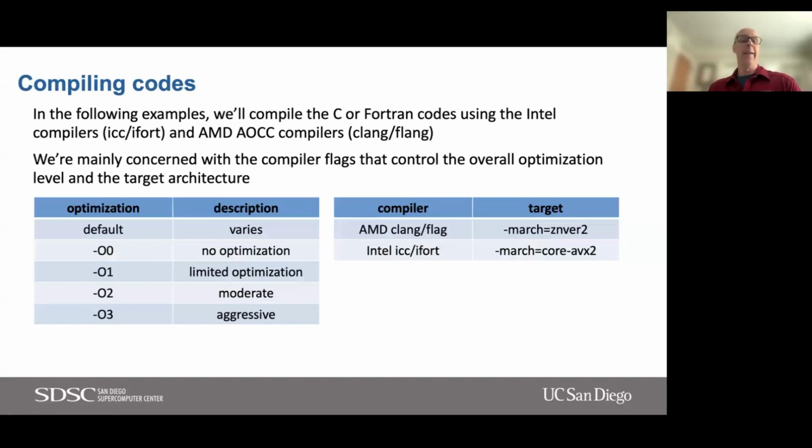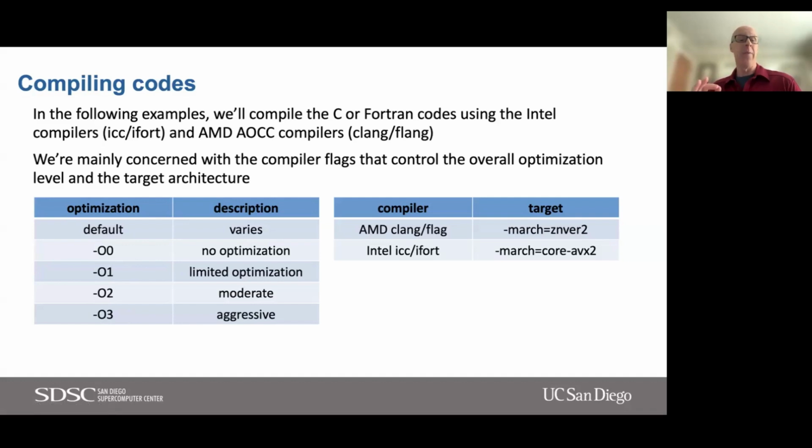All right, so let's look at the impact of using correct and incorrect loop nesting. If you go to the GitHub repo that's on the title slide, you'll be able to access the code and go through these examples on your own. We're going to look at C or Fortran codes using the Intel compiler and the AMD compiler, and we're going to be concerned with compiler flags that control the overall optimization level and the target architecture.